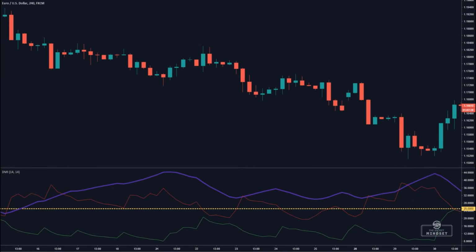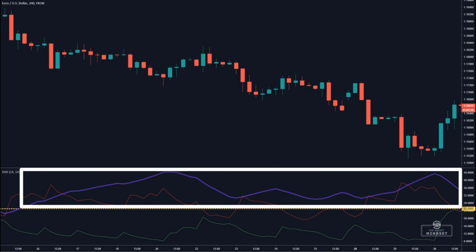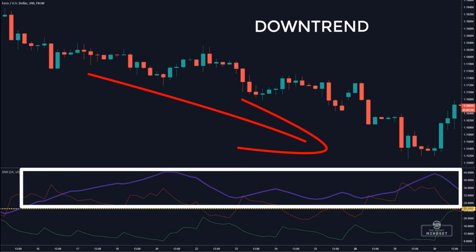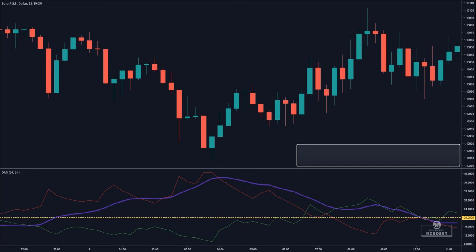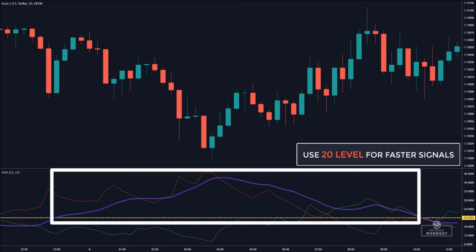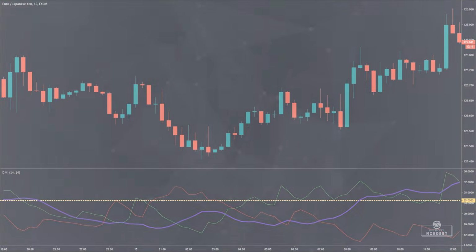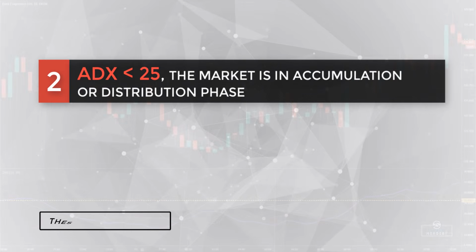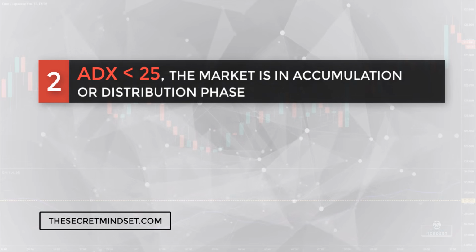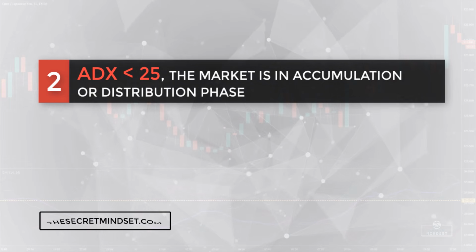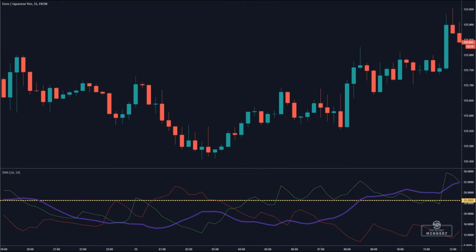Remember that ADX is non-directional, so its line above the 25 threshold also indicates strong downward trends, like in this example. If you want a faster signal, use a 20 level for the ADX line, like in this Euro-USD chart. When ADX is below 25, traders must avoid trend trading strategies as the market is in an accumulation or distribution phase.